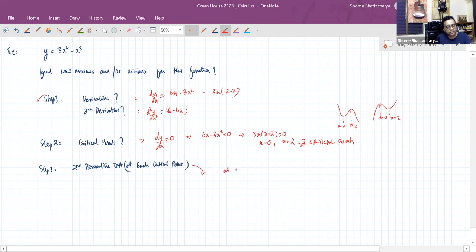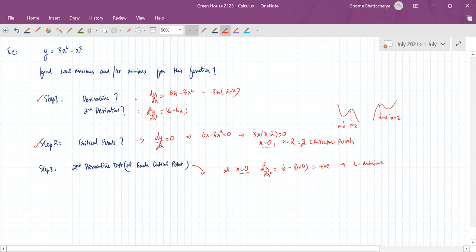So at x equal to 0, which is the first critical point, we can see that the value of the second derivative is becoming how much? It is becoming 6 minus 6 into 0. So it's positive. So that means there is a local minima at x equal to 0.